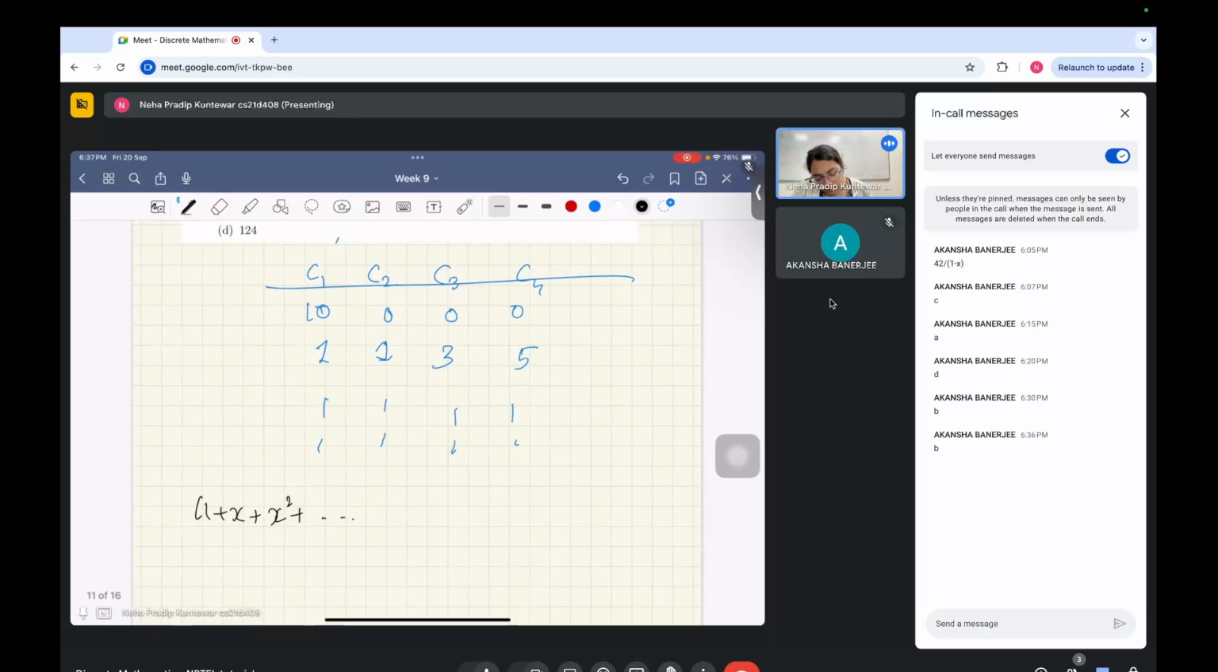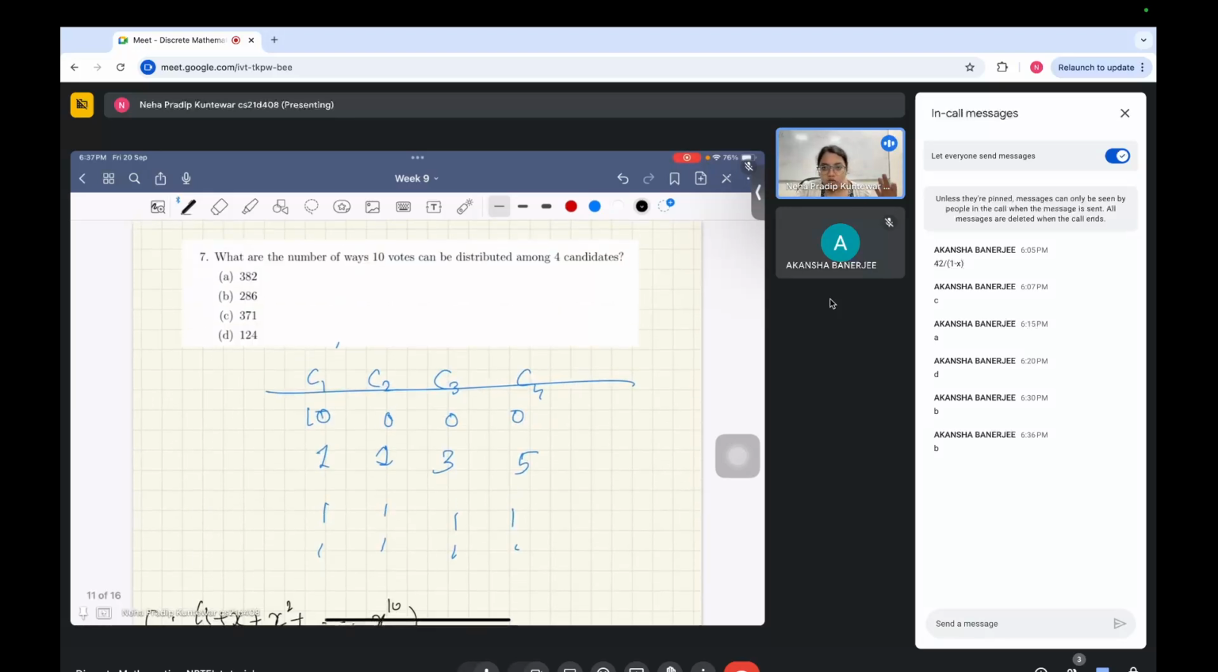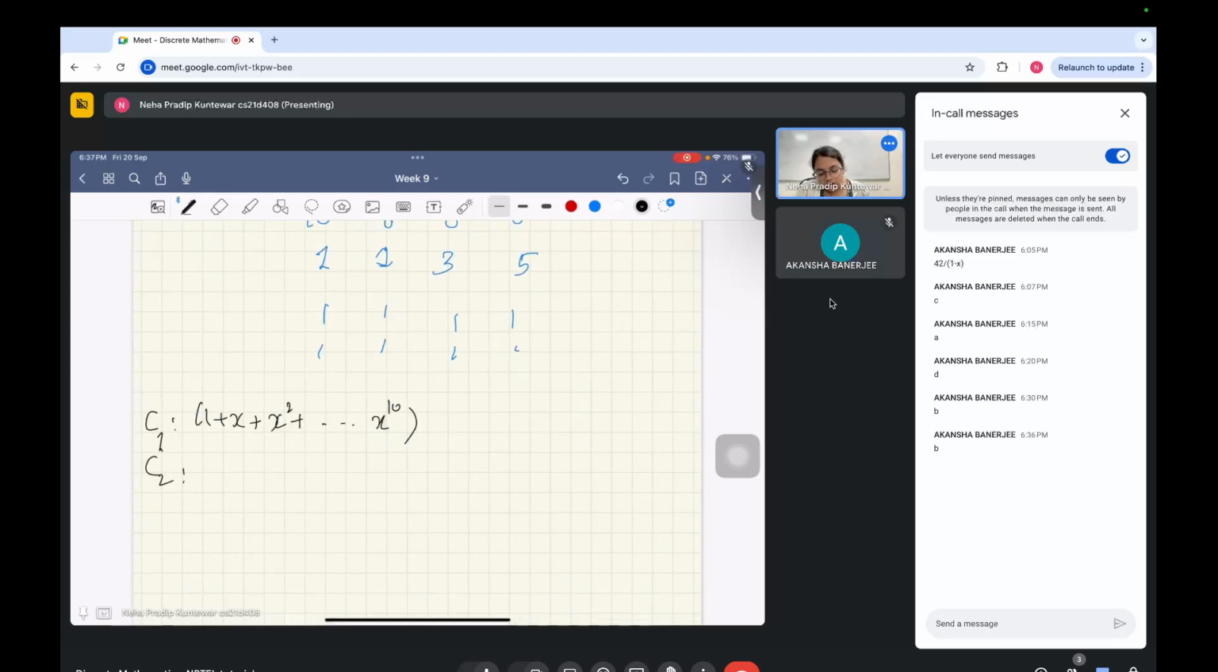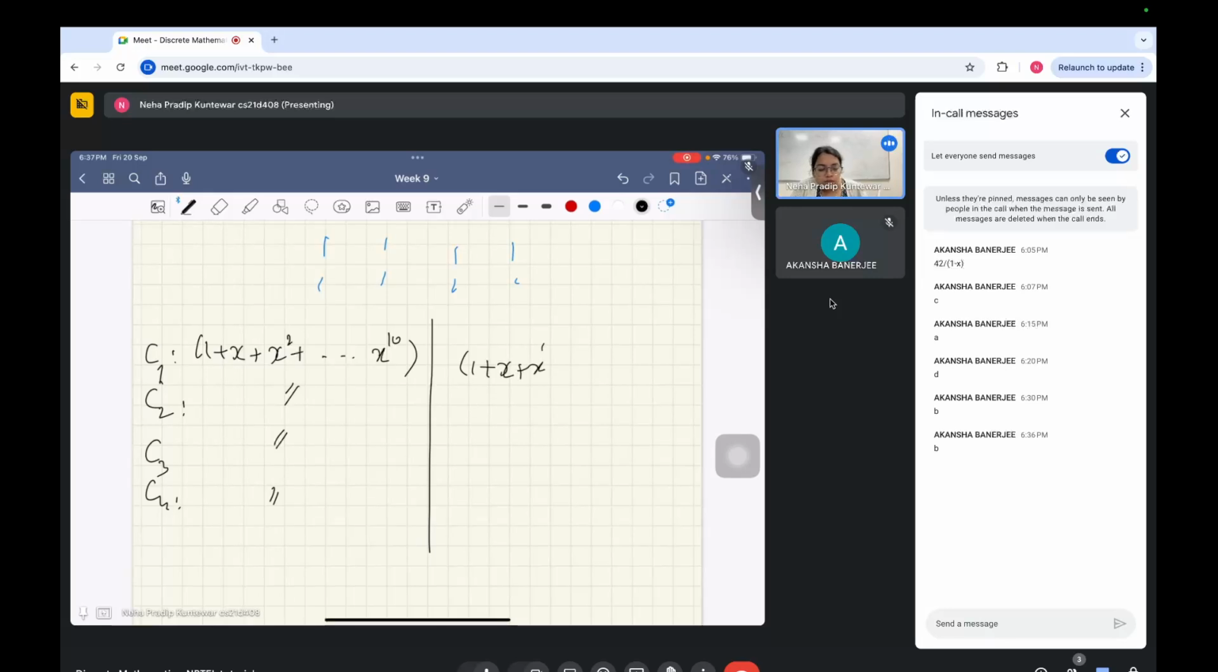So the number of ways the candidate 1 can get votes is either he or she can get a vote of 0, which is what x to the 0 would mean here, or a vote of 1, which is what the power here denotes, or a vote of 2 and so on, but up to 10. They can't get 11 votes because you only have 10. Similarly, for candidate 2, candidate 3, and candidate 4, you get the same polynomial. And like we did earlier, we will multiply all of them so that you get all possible ways in which the votes can be distributed.